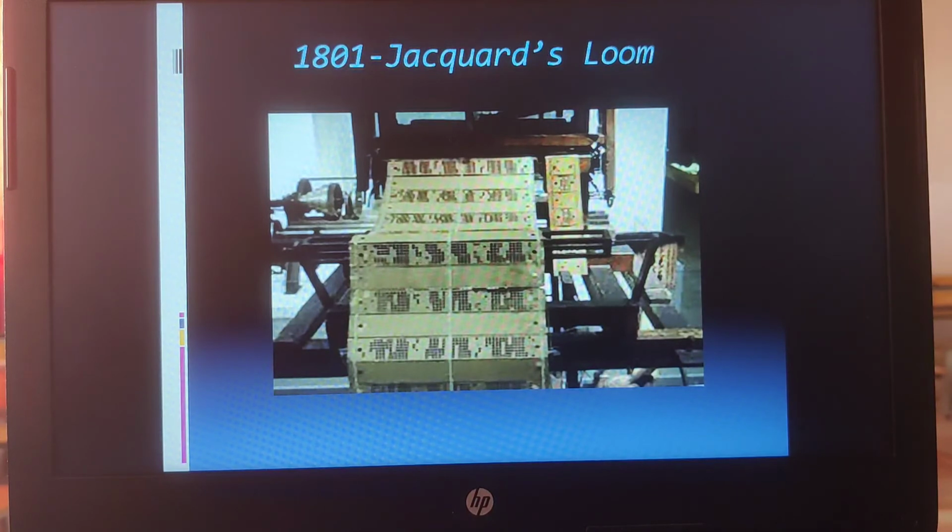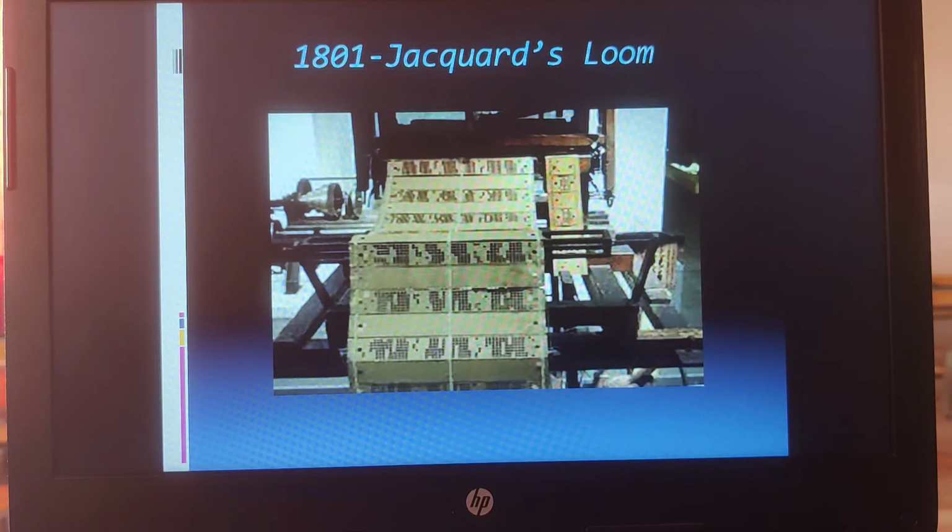But here, this was able to print. It was able to weave on the punched wooden cards, that is the pictures and the text as well. Hence we consider this to be the first read-only memory device.